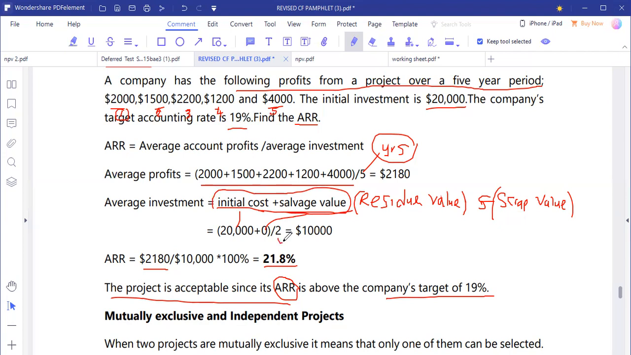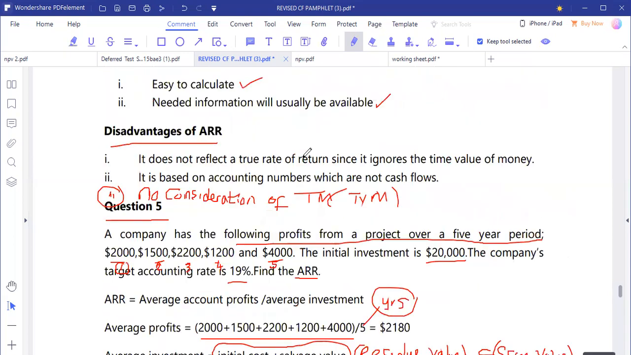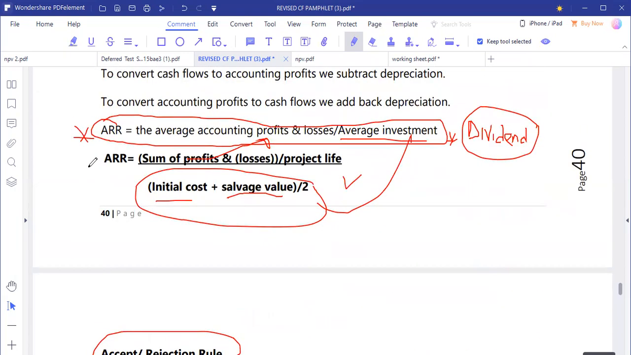Oh, so in the formula, it's always divided by 2. Correct, yes. In the formula, the accounting rate of return is equal to the sum of profits and losses divided by project life, which will be stated in the question. If the project life will be 5 years or 4 years or whatever number of years, it will be stated in the question. So you divide by that number of years. But the denominator for the average investment is always the initial cost plus the salvage value, then you divide by 2. So a 2 is a constant because there are only 2 things that we consider as we look at the average investment. All right, thank you very much.